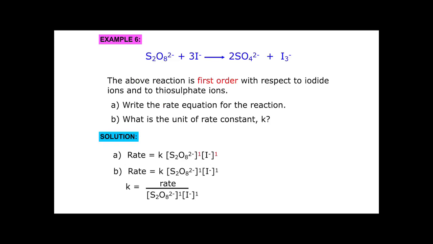B. To find the unit of rate constant, we can divide the unit of rate, which is M per second, divided by the unit of concentration for thiosulfate ions and iodide ions. Hence, we can get per molar per second.